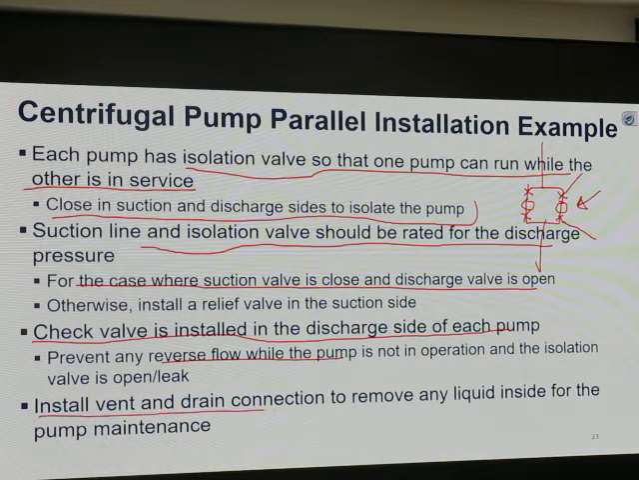Install vent and drain connection to remove any liquid inside of the pump for maintenance. So if we want to do the repair on the pump, we may have to drain the liquid out first.